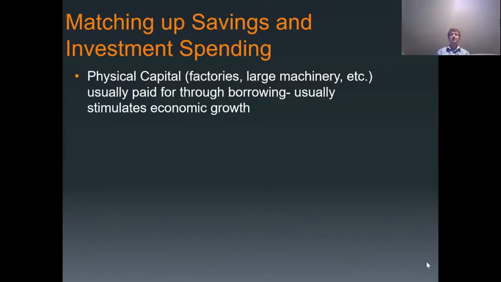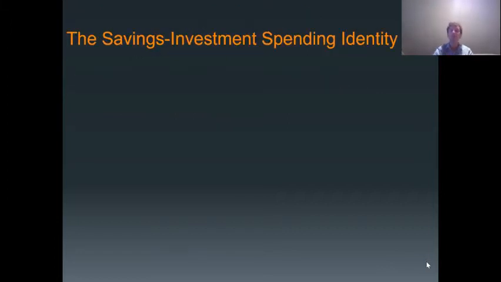First, when we think about this, we have to realize that physical capital, so factories, large machinery, the things that we've talked about when we've talked about capital spending, usually has to be paid for through borrowing. We kind of need this stuff, and it stimulates economic growth. So we need to borrow so we can invest in our economy through capital goods, and that stimulates long run economic growth as we have better technology.